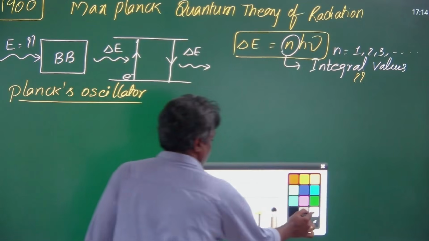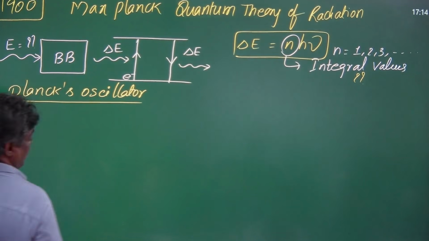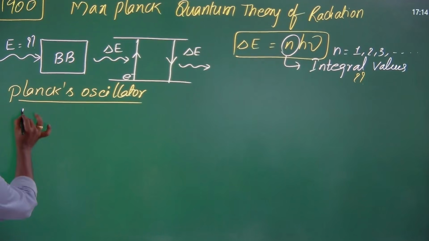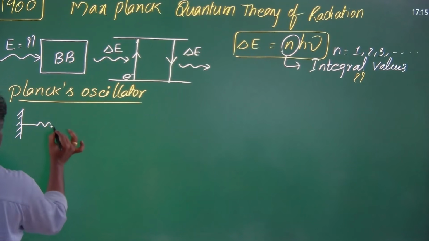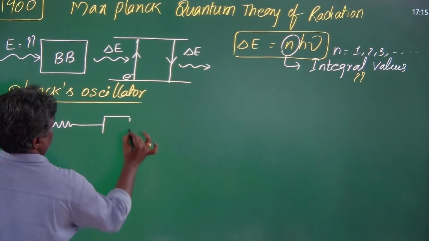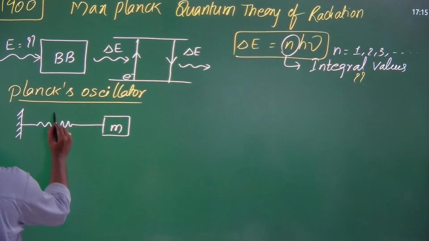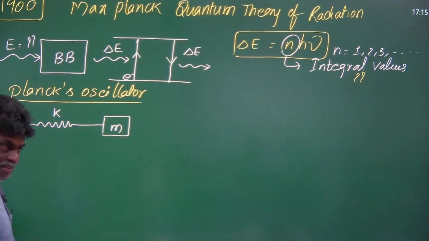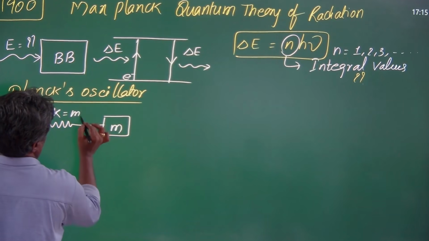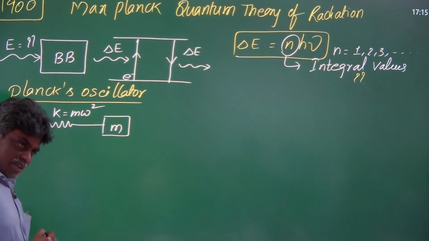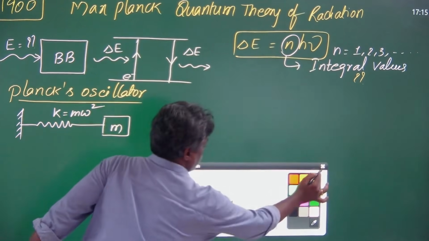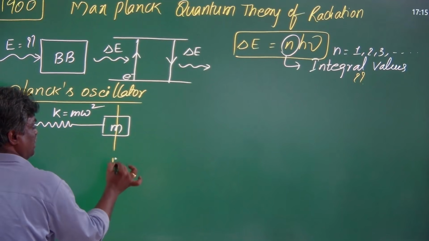Ready. So here I am taking this Planck's oscillator. Planck's oscillator means no need to get tension. It's just like a harmonic oscillator. So this is the mass m and this is the force constant k. I hope you know k is nothing but mω².